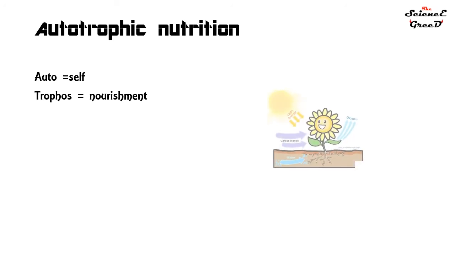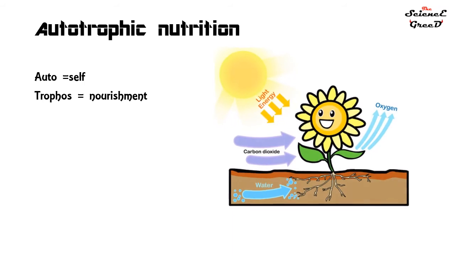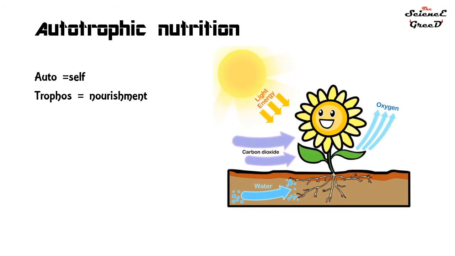Autotrophic nutrition. Auto equals self. Trophos equals nourishment. Green plants are autotrophic and synthesize or make their own food by the process of photosynthesis. They do this with the help of carbon dioxide and water in the presence of sunlight. Photosynthesis is the process by which the green plants make their own food, like glucose, from carbon dioxide and water by using sunlight energy in the presence of chlorophyll. For example, plants, algae, blue-green bacteria.